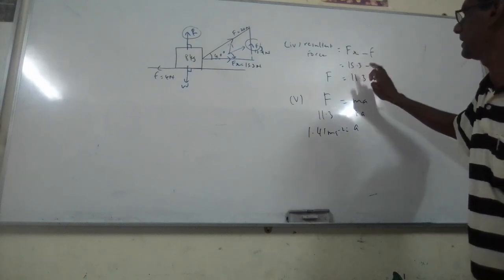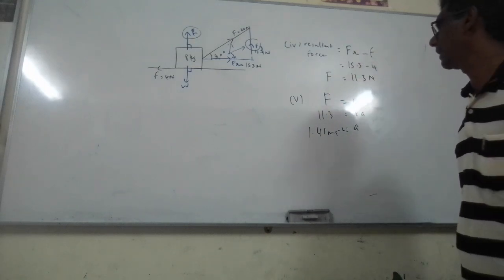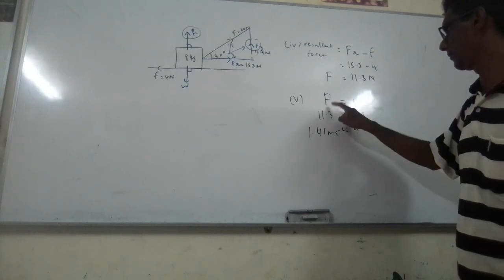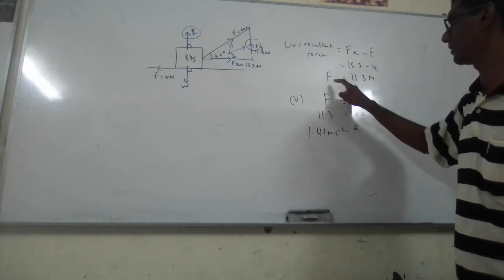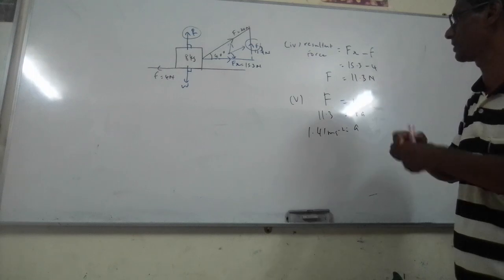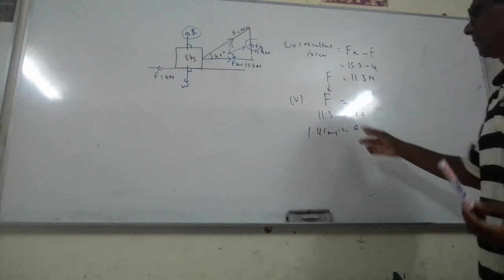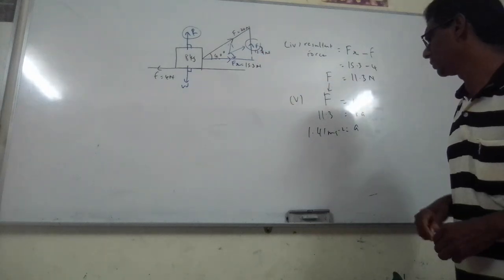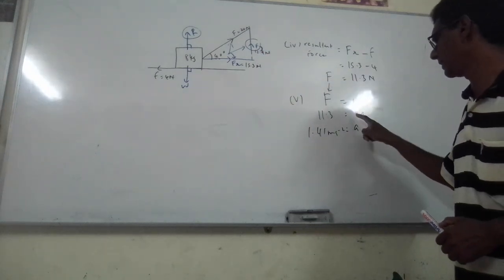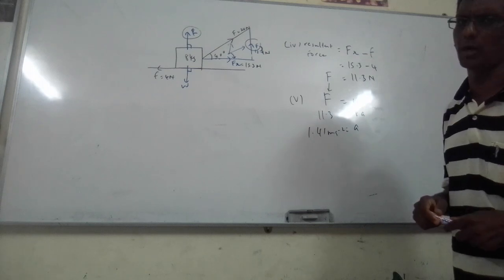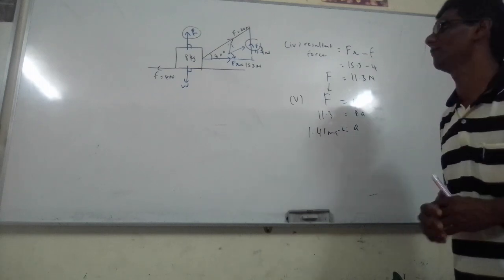Since friction is there, 15.3 minus 11.3 Newton gives the resultant force, F. Resultant force equals ma, so 11.3 equals 8a. The mass is 8 kg, and a is 1.41 meters per second squared. So this is what we learned.